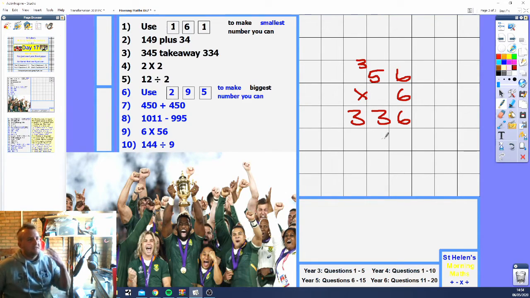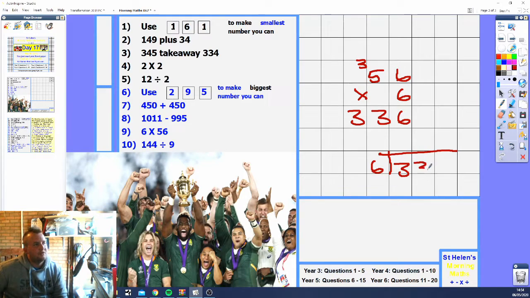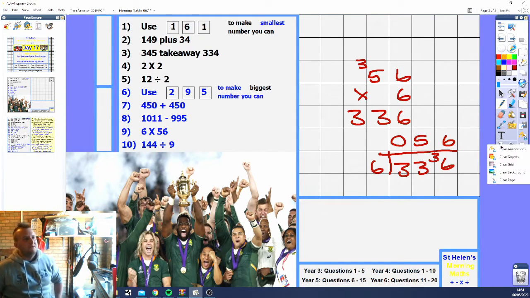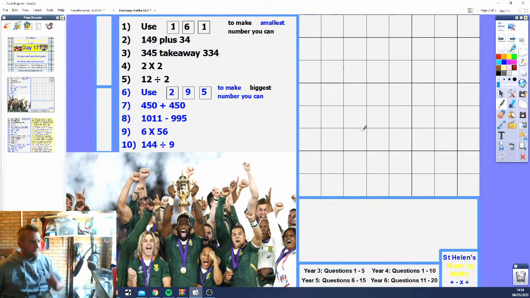One again, in the same way, the inverse of multiply is divide. So what you can do is you can say 336 divided by 6, and you should get 56. 6 goes into 3, can't go. 6 goes into 33, goes 5 times, and there's a 3 left over. And 6 goes into 36, 6 times, 56. Boom. So the answer is 336.